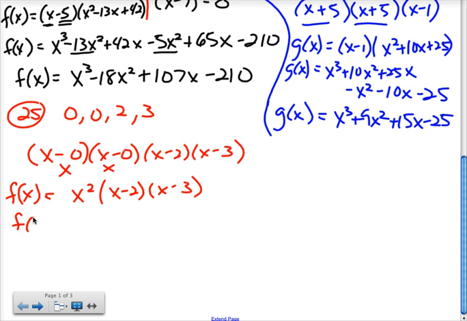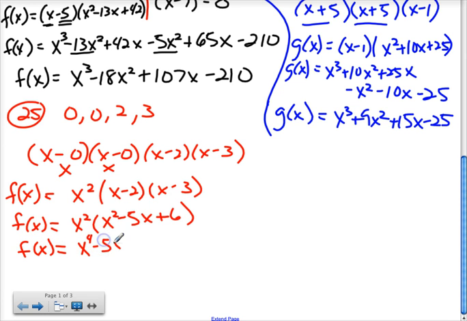So really what I have to do is FOIL those back two sets of binomials there and then just distribute the x squared. So by doing the FOIL, we'll get x squared minus 5x plus 6, and then we distribute the x squared, and that's x to the fourth minus 5x to the third plus 6x squared. And that one is all done. So kind of a unique one there when we have those as zeros.